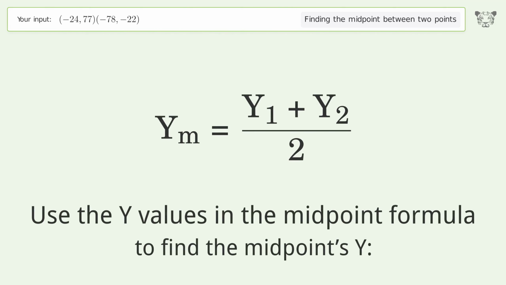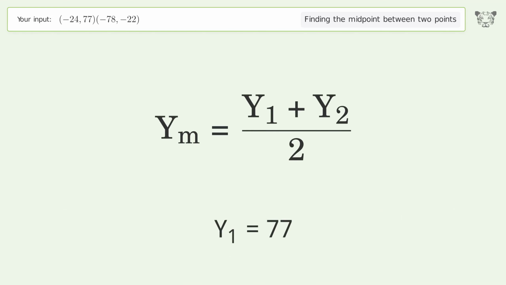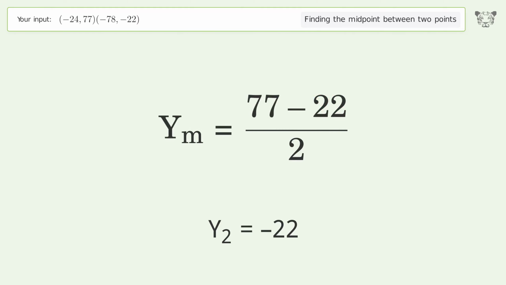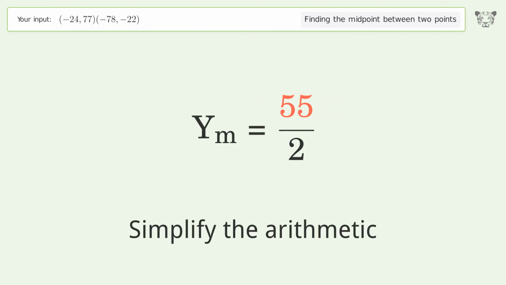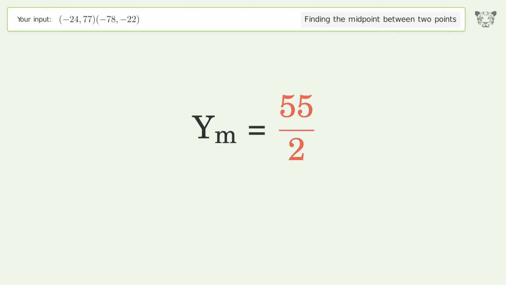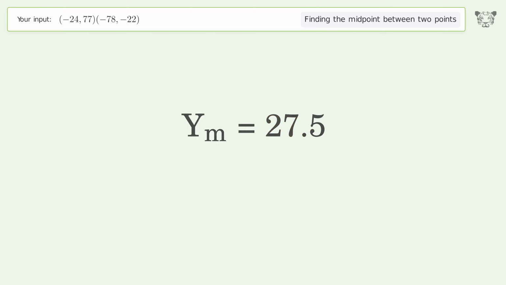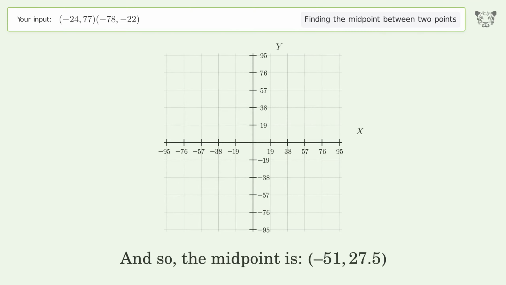Use the y values in the midpoint formula to find the midpoint's y. y1 equals 77. y2 equals negative 22. Simplify the arithmetic. And so, the midpoint is negative 51, 27.5.